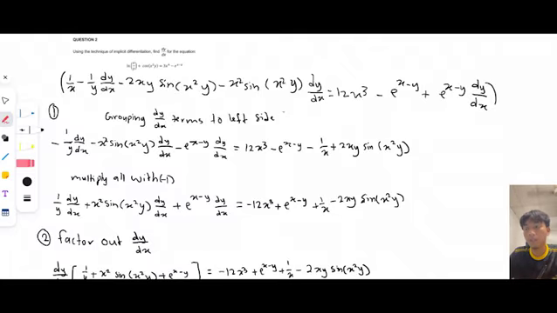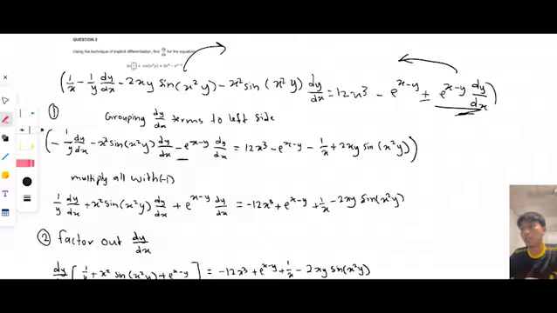So the first step is we are going to group the dy over dx terms to the left side. Right now we have 1 on the right, so we're going to take it to the left and its sign will be changed to negative. On the left side there is one expression that does not have any dy over dx, so I'm going to take it to the right, and we're going to have this equation.